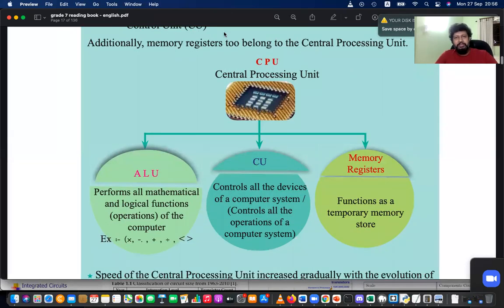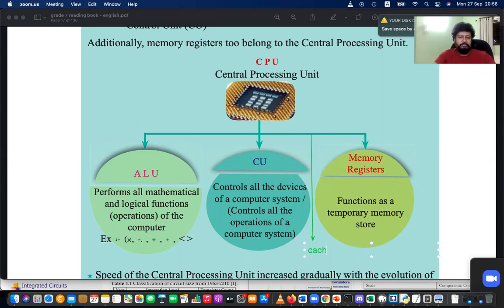Actually, this part is missing here. So let me add that branch. That is very important, but missing. In between this, you have cache memory. C-A-C-H-E, cache memory, which is also an important component of a central processing unit.